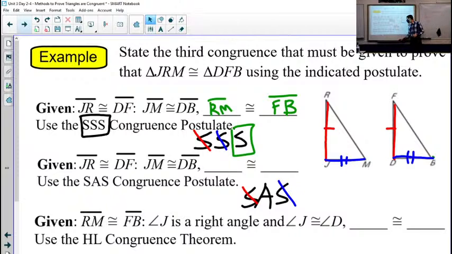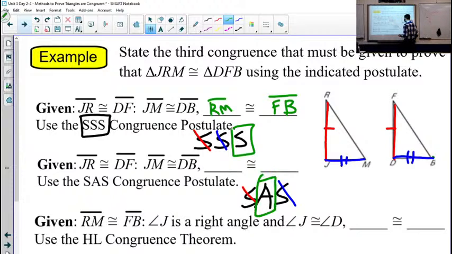So in side angle side, I've got a side, I've got a side, I need an angle. Right? That's the third piece of information I need to use side angle side. So what is the angle I need? Well, the angle I need should be the included angle between these two sides. So here's my two sides. Which angle's included between them? Well, the angle that I just traced out was this angle right here, angle J.